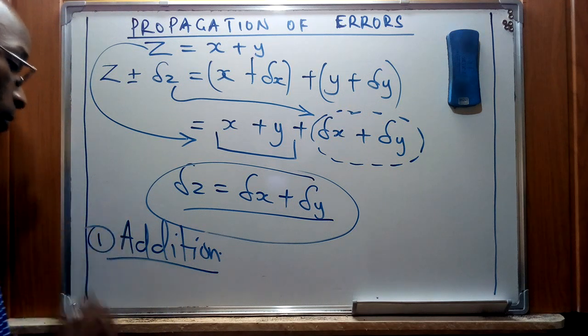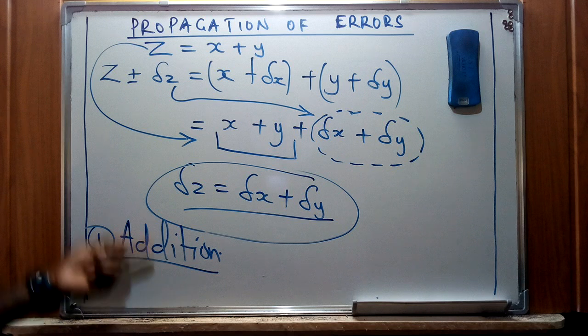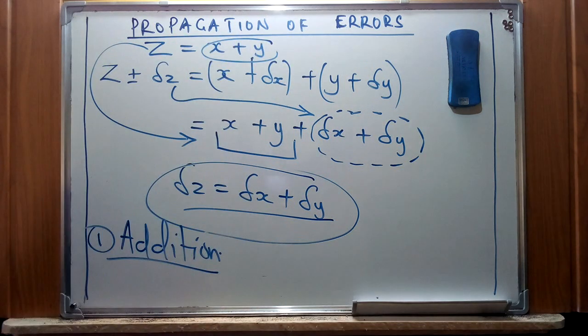So this is the first set of how errors should be treated whenever we are performing addition, insofar as data of this specific nature is concerned.